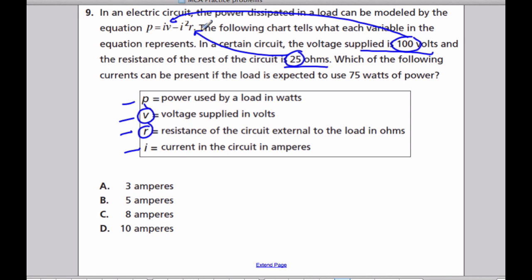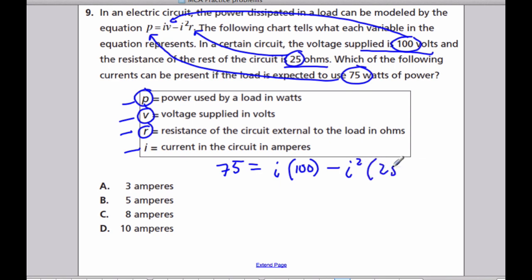Which of the following currents is present if the load is expected to use 75 watts of power? 75 watts, again, we're going back, that is our power. So 75 has to go in for the P. So far, all I've done is fill in the information they've given me. Let's rewrite it so we can see it. 75 is equal to I times 100 minus I squared times 25.